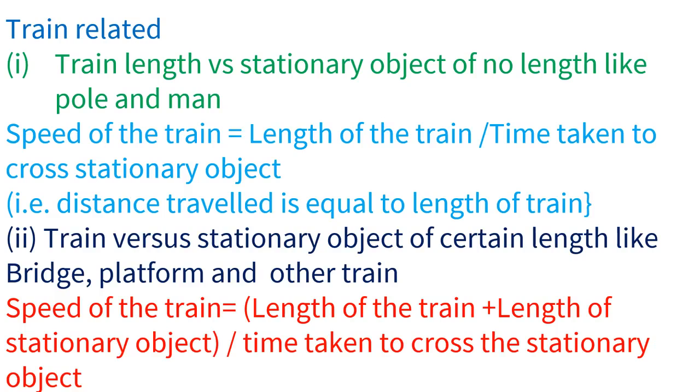Second is train versus a stationary object of certain length. In the first case, pole and man were stationary as well as having no length. But here the stationary object has a certain length, like a platform, another train or a bridge. So in this case, the speed of the train will be equal to the length of the train plus the length of the stationary object upon the time taken to cross the stationary object. That is, the stationary object may be a bridge, platform or other train.